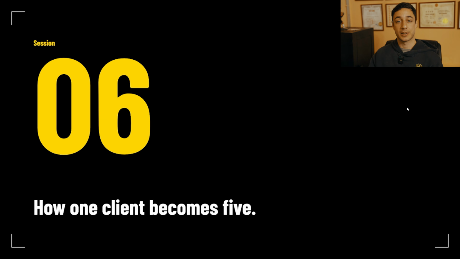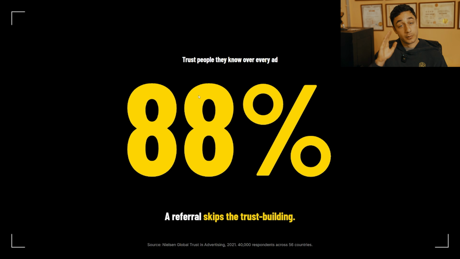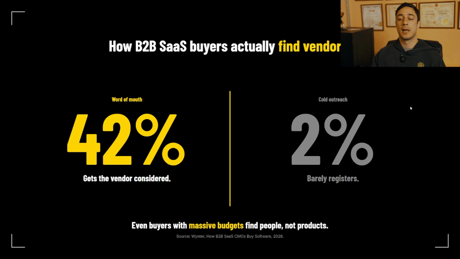Now, session number 6. How one client can become 5, and then 5 become 25, and so forth. A referral, one of the biggest things that people don't do, skips the trust building process. 88% of people trust people they know over an advertisement, obviously. If you take a look at how B2B SaaS buyers actually find vendors, it's very interesting. 42% come from word of mouth, 2% come from cold outreach. Look at the difference. Even buyers with massive budgets find people, not product.